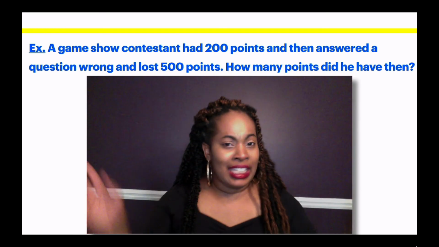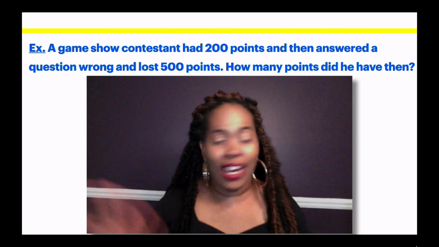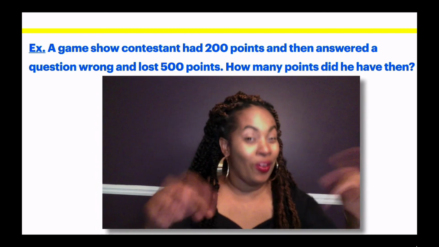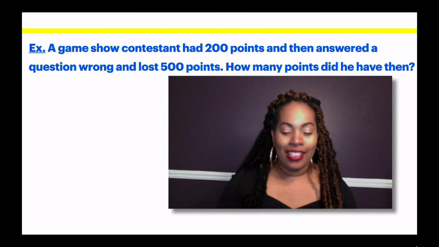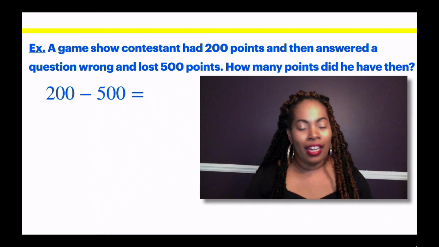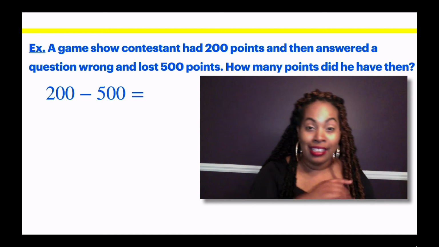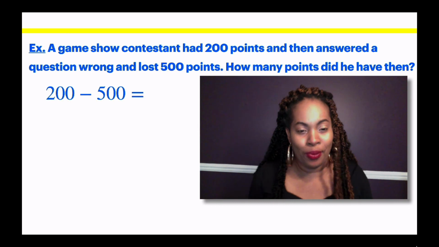He lost 500 points. Losing 500 points does not mean that those points went up. Not at all, right? We know that means those points went down. They went way down in this case. So if we were to set this problem up, here's what it would look like. We have the number we started with, 200 points. Take away that whole 500 points.